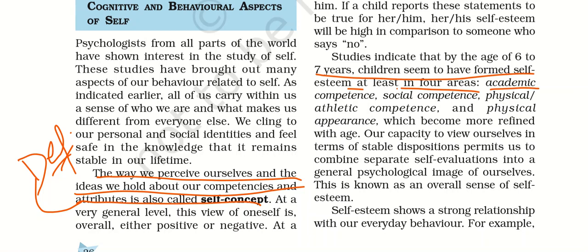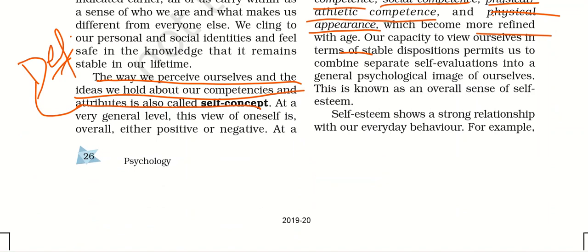Self-esteem has four areas: academic competencies, social competencies, physical athletic competencies, and physical appearance, which become more refined with age. Like you grow up and you kind of filter all these things along the way. But the main formation of your confidence is based on these particular fields.